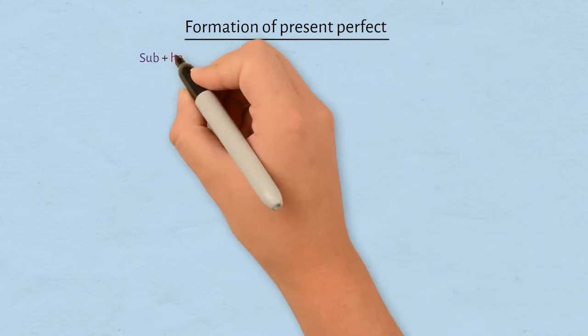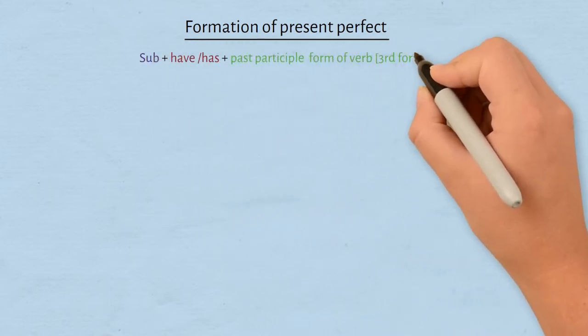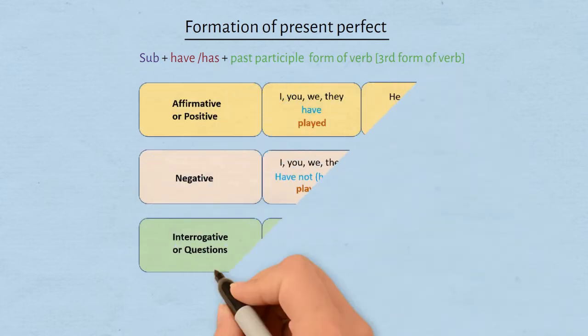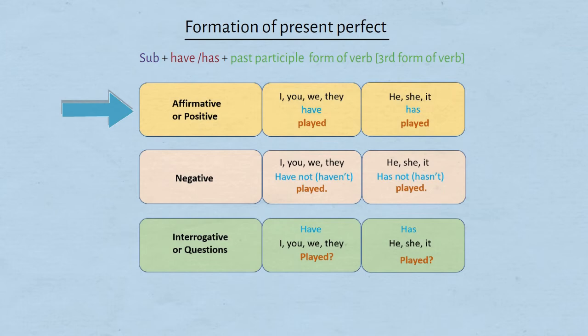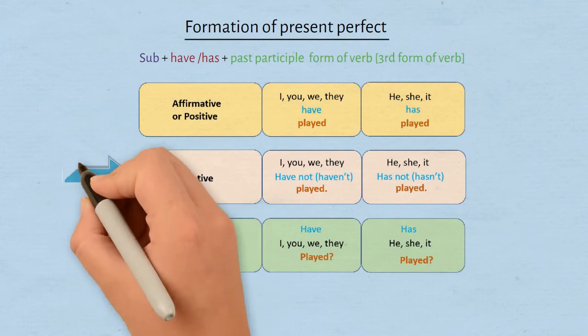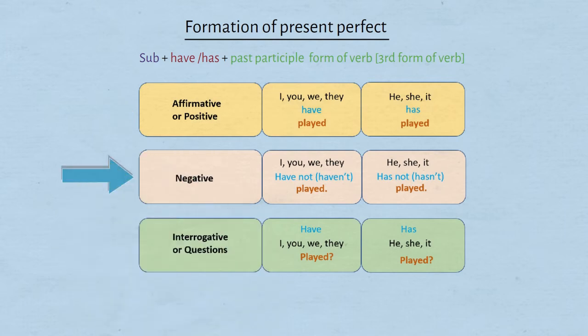The formula is simple: subject plus have or has plus past participle. As you can see in the table in front of you, the affirmative or positive sentence sounds like I have played, you have played, we have played, they have played. He has played, she has played, it has played. Negative sentences. I haven't played, you haven't played, we haven't played, they haven't played. He hasn't played, she hasn't played, it hasn't played.